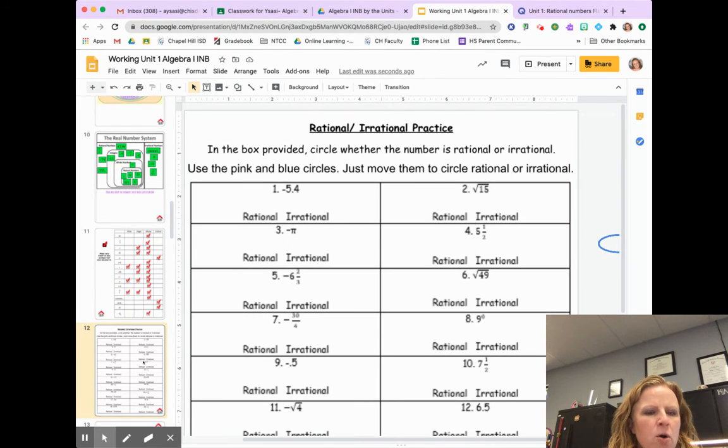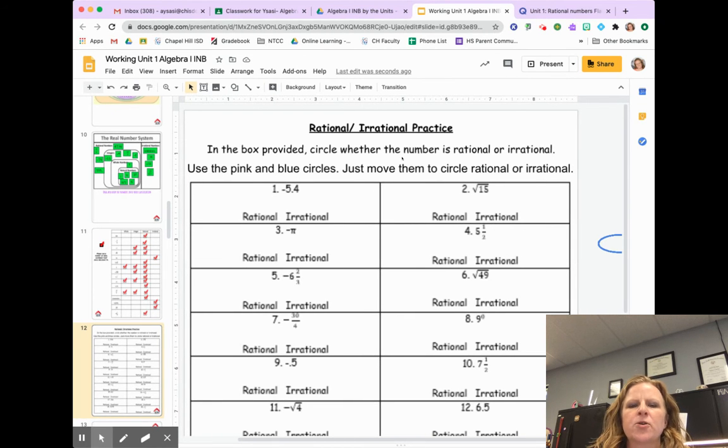All right, so slide 12, rational or irrational practice. It says, in the box provided, circle whether the number is rational or irrational. Use pink and blue circles. Just move them to circle rational or irrational. What got me confused at first was 1 point, -5.4. I was like, what? That's not even a number. Then I realized, oh, this is problem 1, problem 2. All right. So -5.4, what is that?